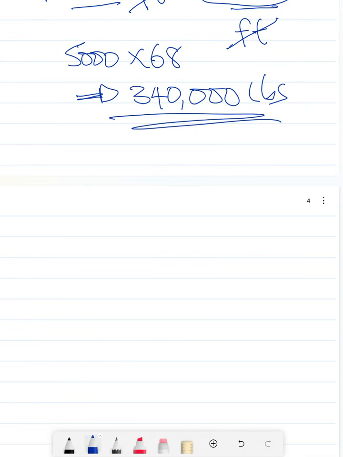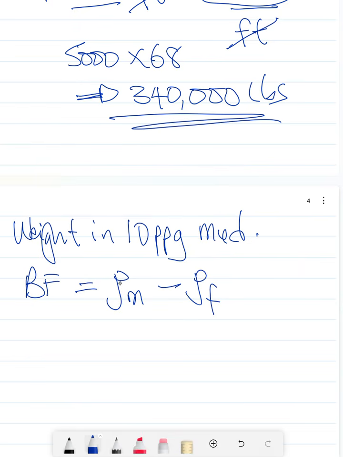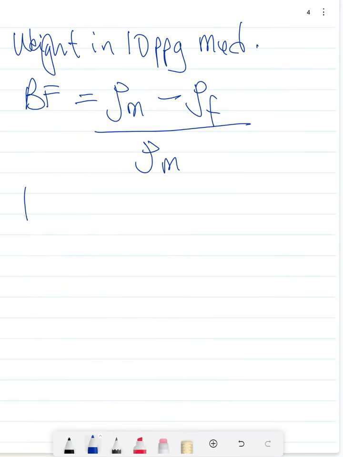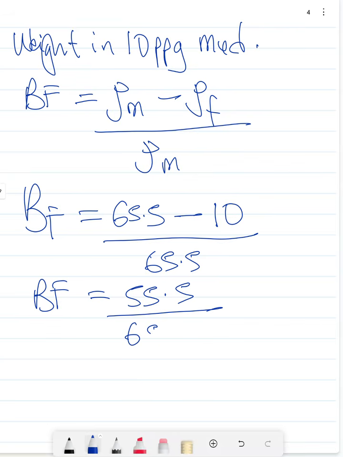So quickly, to calculate the weight in 10 pounds per gallon mud, we will first calculate the buoyancy factor. Don't forget, the buoyancy factor is the density of the material, which in this case is steel, minus the density of the fluid, divided by the density of the material. So in our case, the buoyancy factor is going to be the density of the material, 65.5, minus 10, that's the weight of the mud, divided by 65.5. So buoyancy factor is going to be 55.5 divided by 65.5.